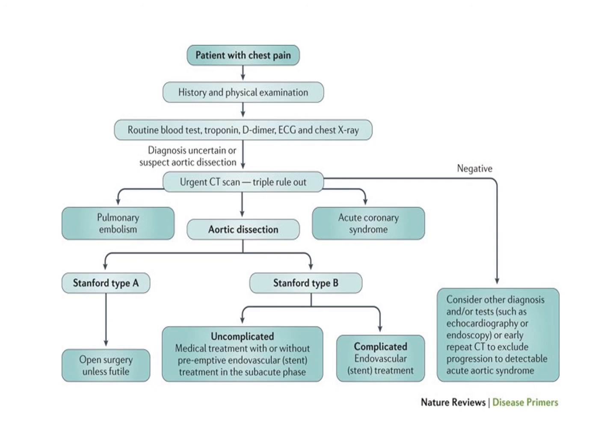For the uncomplicated type B aortic dissection, medical treatment with or without endovascular treatment in the subacute phase is the choice, but the complicated type B aortic dissection may require endovascular treatment and urgent surgery.